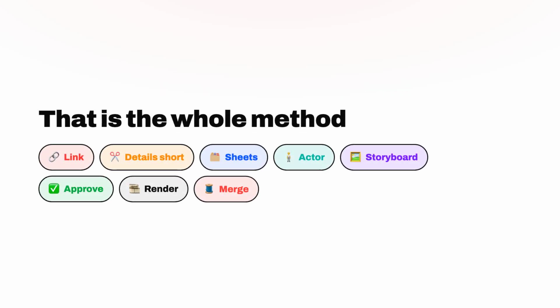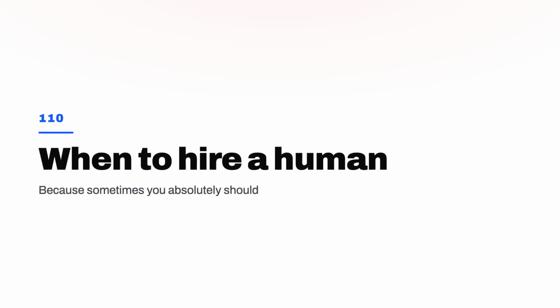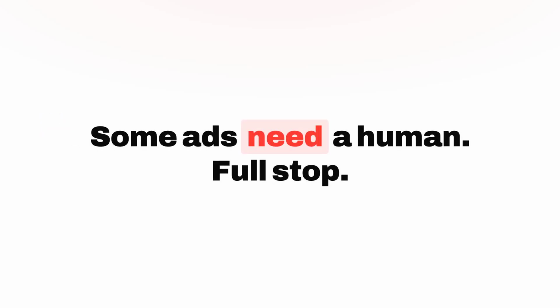That's the whole method. Link, details, sheets, actor, storyboard, approve, render, merge, nothing hidden, and there's no secret prompt I'm keeping back. Now, when should you not do any of this and just pay a person? Because that list is real and it's shorter than it used to be, but it's not empty. There are ads I would never try to generate, and pretending otherwise is how you waste a month and end up back where you started.